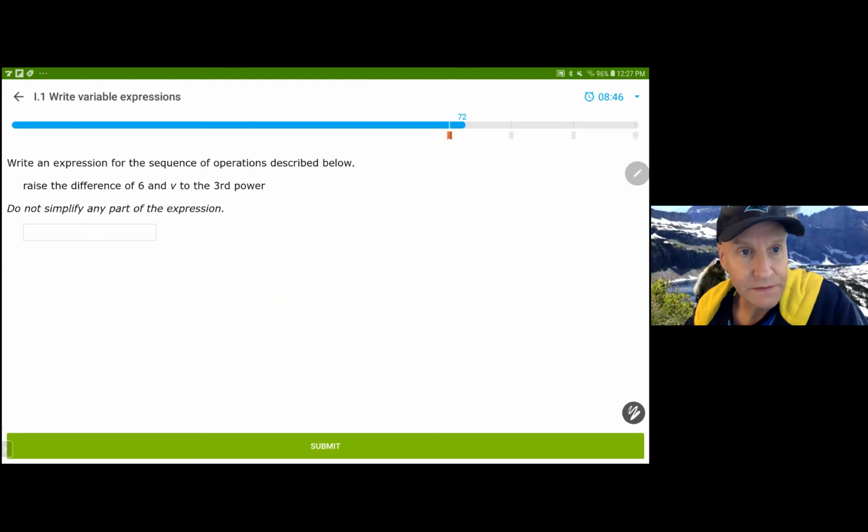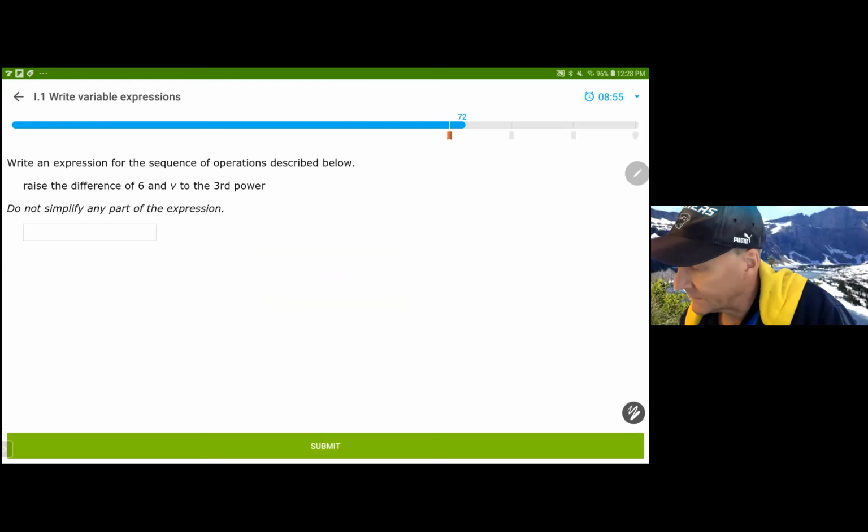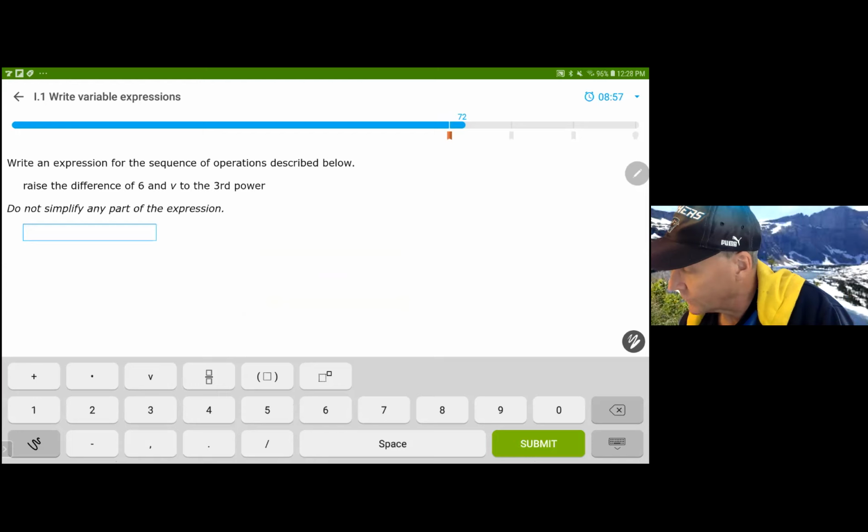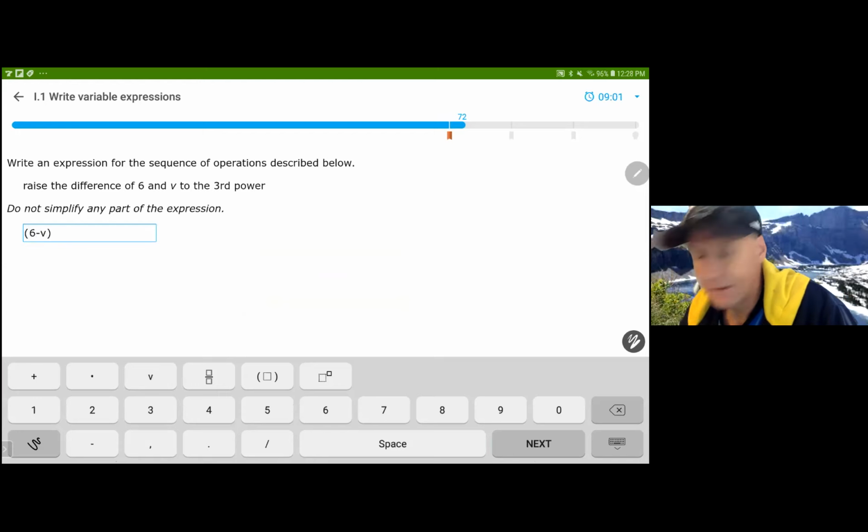Raise the difference of 6 and v to the 3rd power. In this case, if you don't put the parentheses, you will get it wrong. So the parentheses surround 6 minus v. That's the difference between 6 and v. Then I have to raise that whole thing to the 3rd power. That means 6 minus v times 6 minus v times 6 minus v.